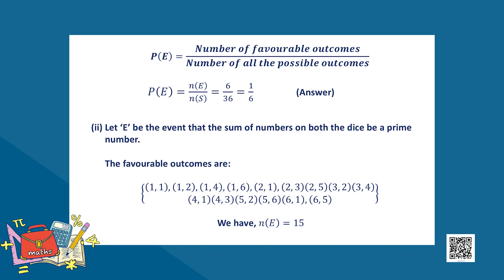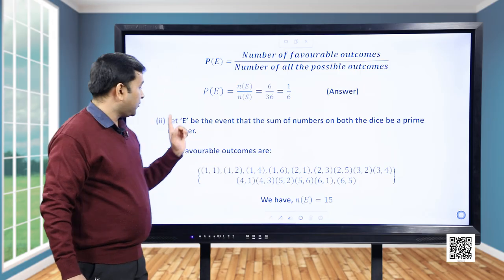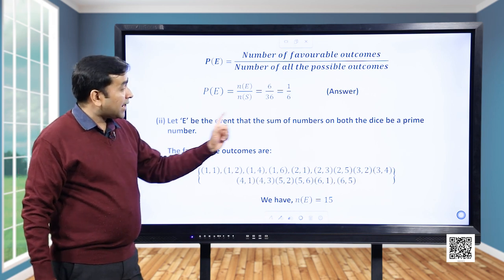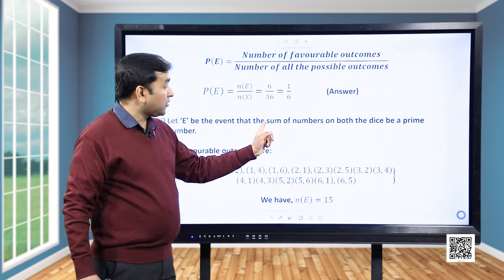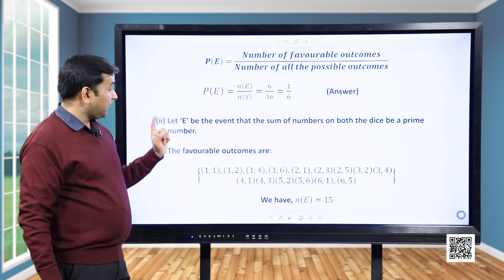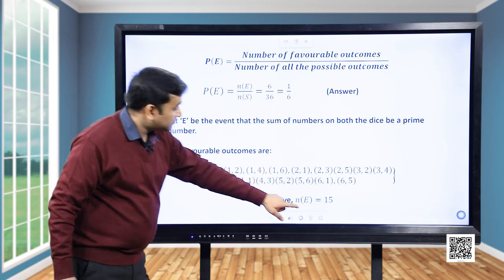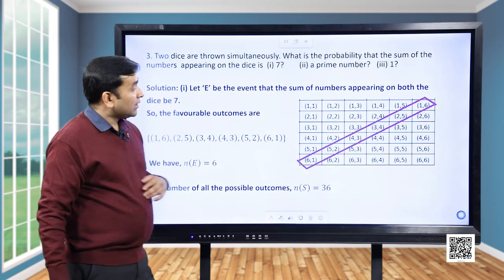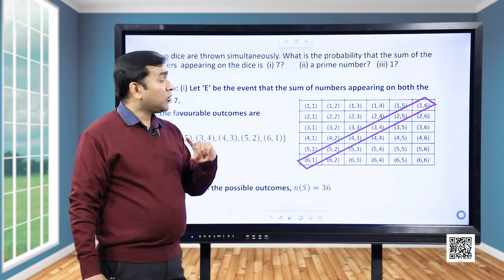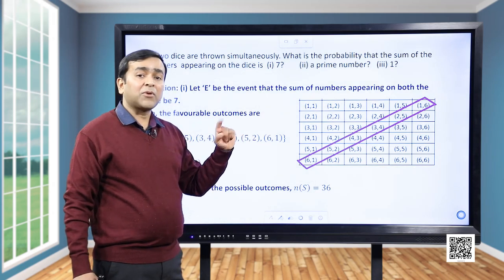Let us solve the second part. Let E be the event that the sum of numbers on both the dice be a prime number. So notice that we need to find the probability of sum of numbers to be a prime number. If we go back to the previous slide and refer to this table, we need to find those outcomes whose sum is a prime number.